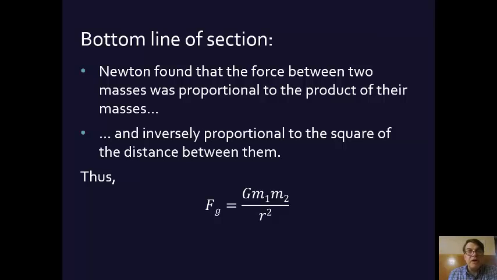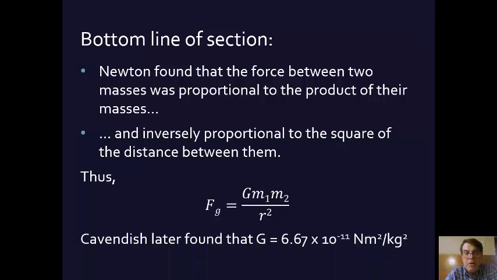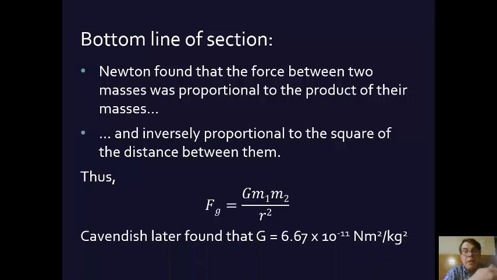And the constant was discovered by Henry Cavendish in the late 1700s to be basically 6.67 and so on times 10 to the negative 11th power, Newton meter squared per kilogram squared. So there you have it. That's pretty much what this section is all about.